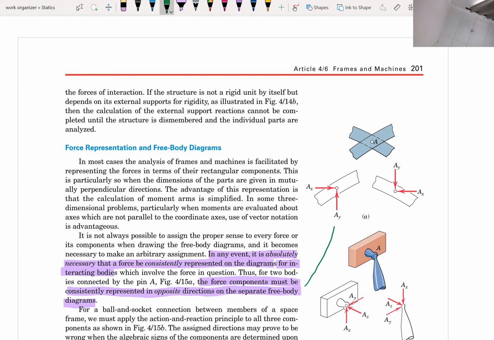Let's say for this member, these are the forces that are involved. We will have an AX and an AY. This is the first member, and then we have the second member. For the second member, we have to apply them in the opposite direction. So we see that AX is to the right, so this one is to the left. And for AY, for the first member, it is upward, so in the second member, it will be downward. It must be opposite to each other.